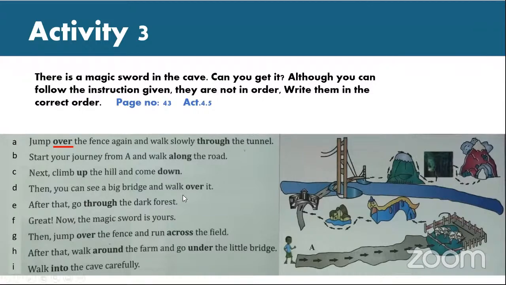Yes, just see what are the prepositions discussed: over, through, along, up, down, over, through. In the next one, G: over, across, around, under, and the last one, into.